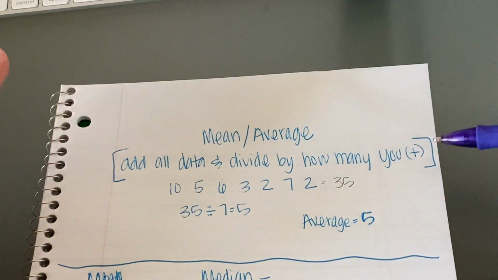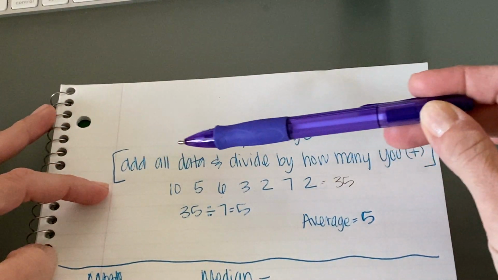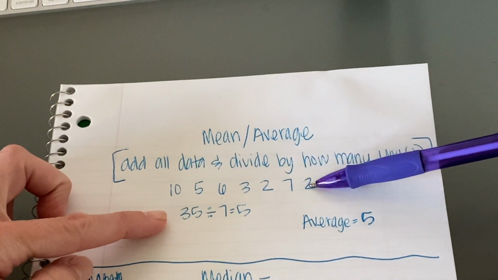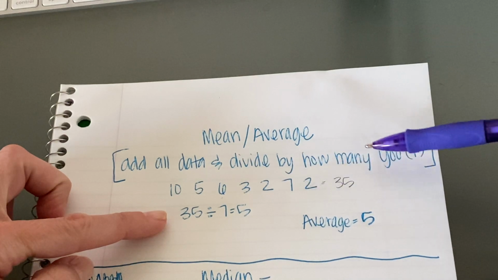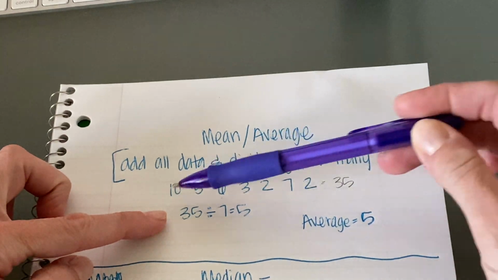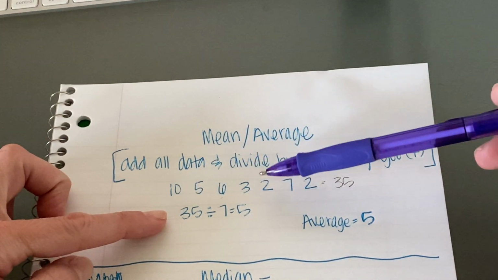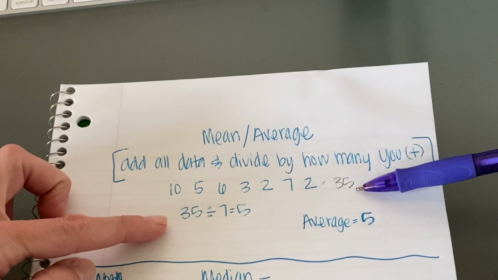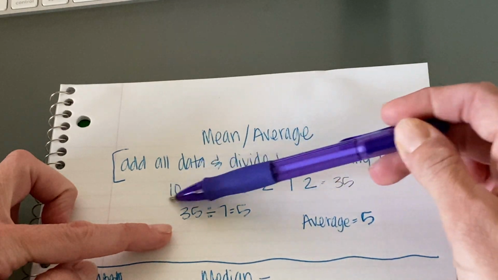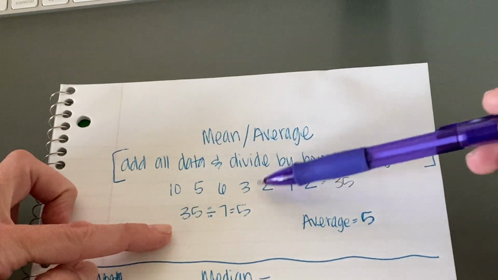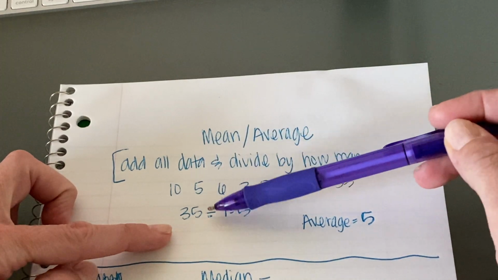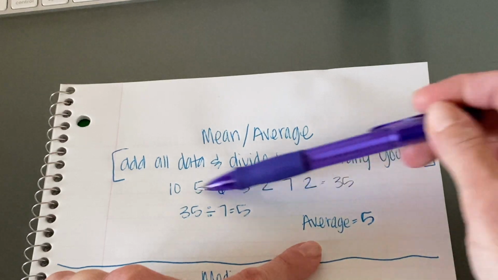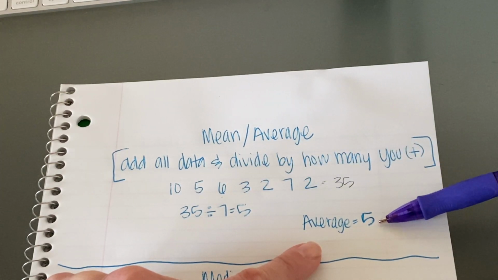So what you do to figure this out is you are going to add all the data. So these are your data points right here. I made just a list of numbers. You add all them up and then you divide by how many numbers you have. So when you add 10 plus 5 plus 6 plus 3 plus 2 plus 7 plus 2, you end up with 35. Okay, so I'm going to take 35 and I'm going to divide it by how many things I had here. So I had 1, 2, 3, 4, 5, 6, 7. So 35 divided by 7 is 5. So my average or my mean in this set of data is going to be 5.